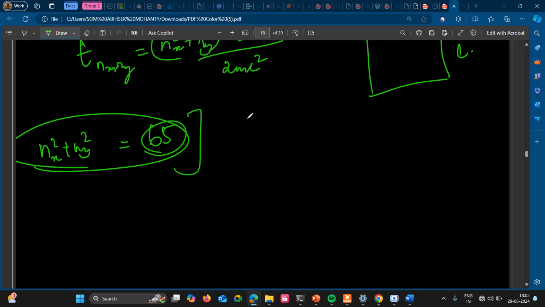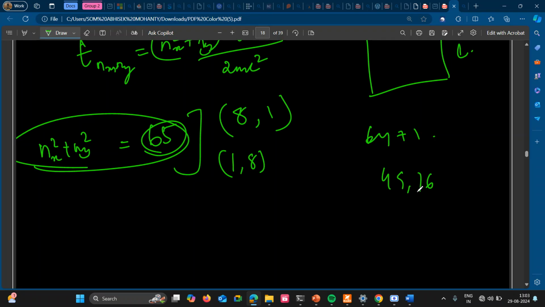First of all, say nx is 8 and ny is 1: 64 plus 1 is 65. So 8 1 is possible, and 1 8 is also possible. It means 8 components in x and 1 in y. And how can we divide this 65 into the addition of two square numbers? 49 and 16. That means 7 square plus 4 square, so 7 4 and 4 7.